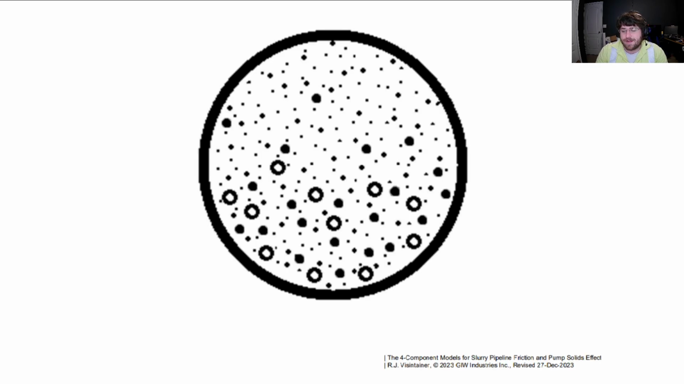Included here, just for demonstration purposes, is an image I stole from GIW. I put a citation, so please don't sue me. But essentially, this is just giving you a visualization of what the four component model is assuming in the calculation.